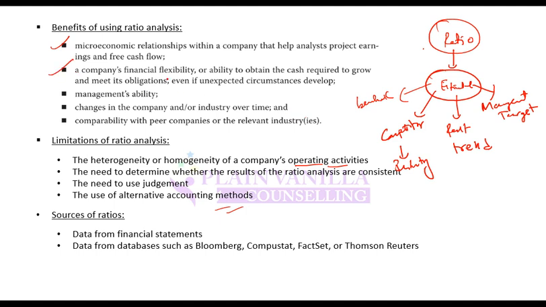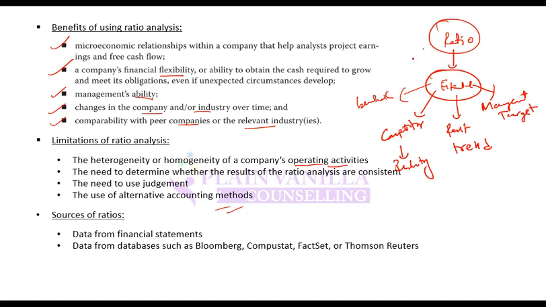They help you analyze flexibility of the company. They help you analyze company's position. They help you analyze company's performance. They also help you analyze management's ability, whether it is delivering on the targets or not. Changes in company and/or industry over time. Comparability with peer companies or relevant industry. So due to these benefits, ratios are very important, but obviously there are limitations as well. Everything has limitations and benefits.